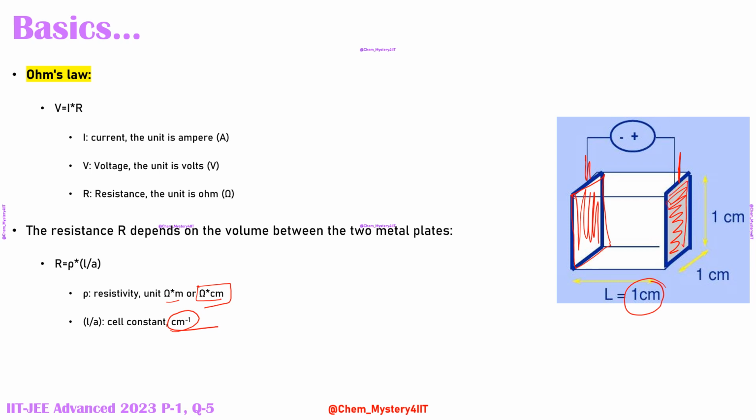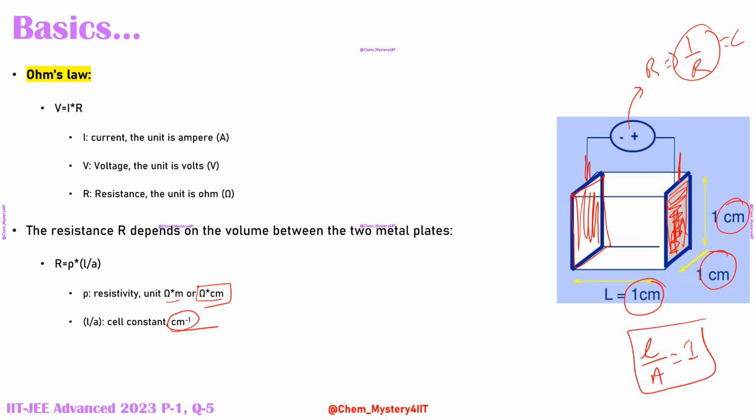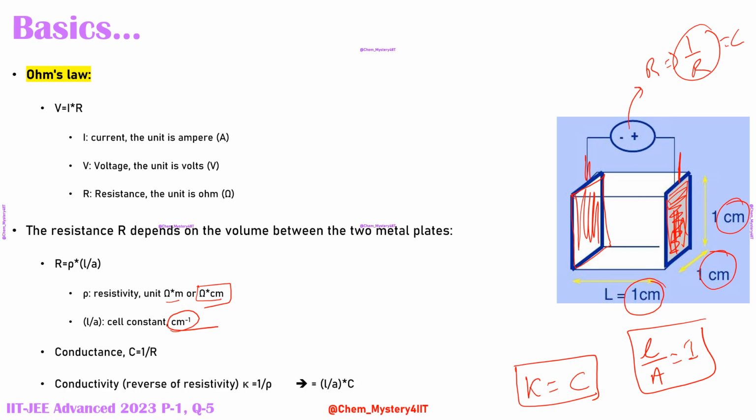The surface area of this platinum electrode is supposed to be 1 by 1, that is 1 centimeter square. So when you have taken any solution and keep that solution in this volume, and then we are going to measure the resistance, we'll be doing 1 by R, that is going to be the value of the conductance of this particular solution. And in this case L by A is going to be 1, so when L by A is 1, the kappa is going to be the same as C. That is how we'll be defining the conductance, which is 1 by R.